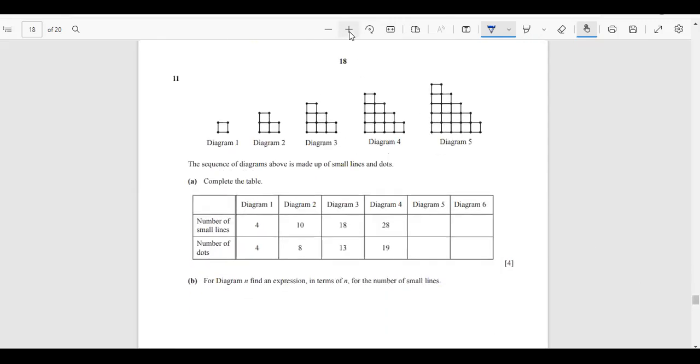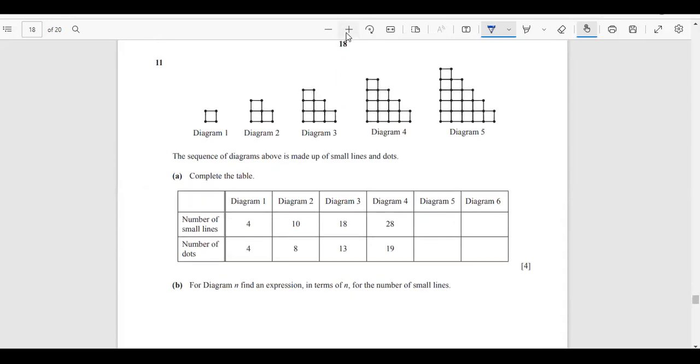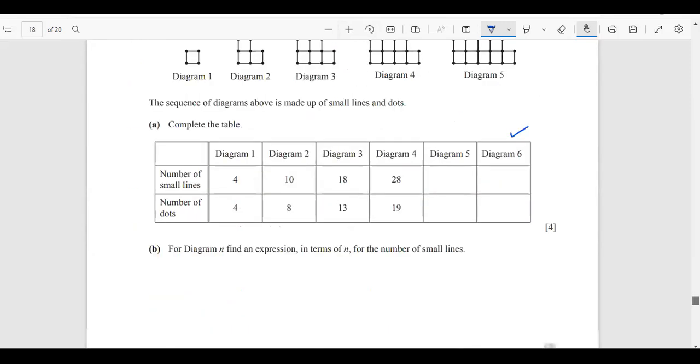Let's talk about the next question. We have not discussed any question of this type, so let's do it quickly. They are very, very easy. Now it says the sequence of diagrams above is made up of small lines and dots. Complete the table. Now I'll tell you honestly, if you start counting these lines and dots, I would never advise you that, because for diagram 6 you do not have a shape. So we will do that using this table.